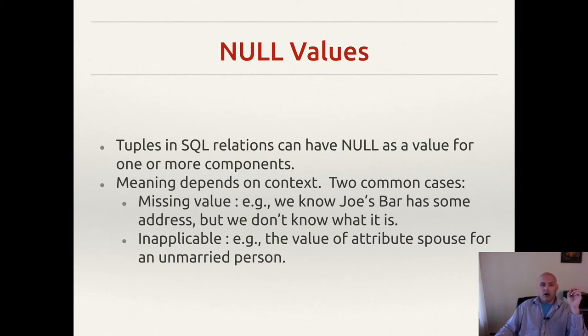Now, that's the first use case of this. It's a missing value, but you could also think of it as being inapplicable, right? So it could be missing, or it could just be that, like, if you had a spouse field, again, is this normalized? I don't know.